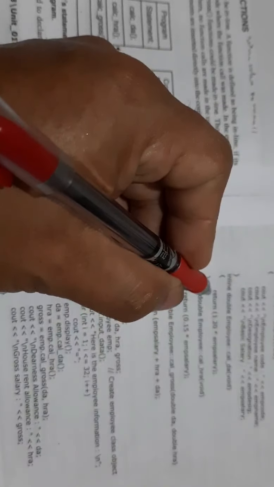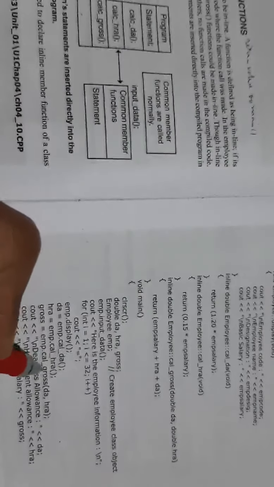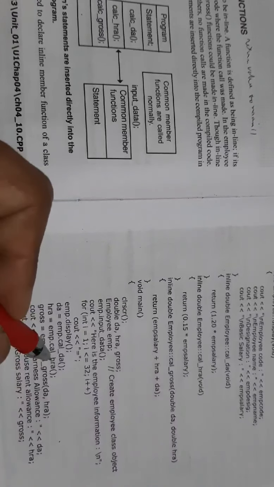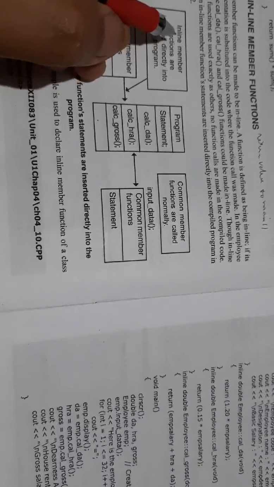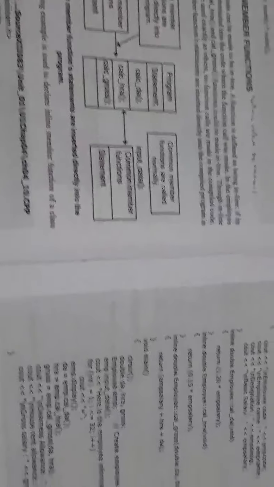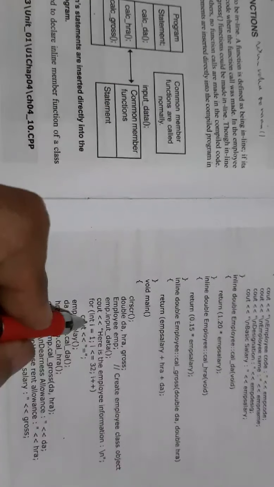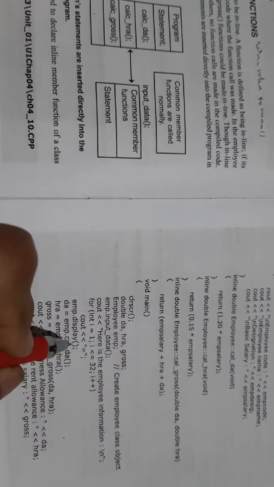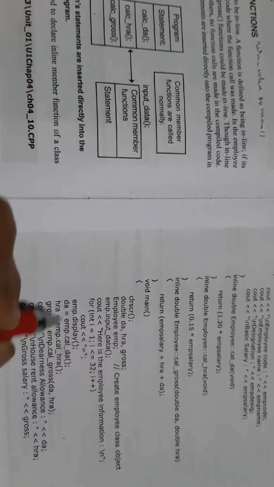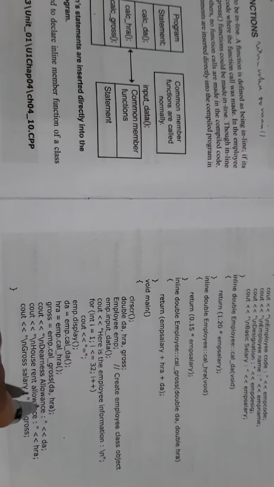So that way there is no need to go to and fro again, since it can directly access the function body and execute the formula there itself. So that minimizes the time overhead. That is what this statement means: inline member functions are inserted directly into the program. After that the values are directly entered into the variables da, hra, gross, and stored here. Then finally the cout statement will be executed.